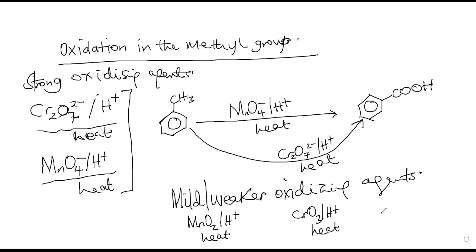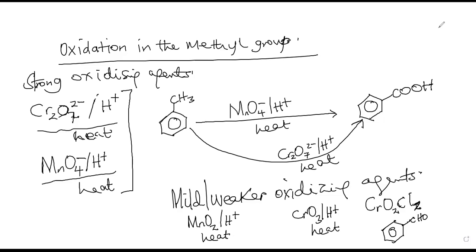Then we have also got chromium(VI) dichloride dioxide. When you're using this reagent, you don't put any condition. It is just used as it is. Chromium(VI) dichloride dioxide, or one can call it chromyl chloride. So when you use these mild oxidizing agents, you don't get carboxylic acid, you don't get benzoic acid, but you rather get benzaldehyde or benzene carbaldehyde. You'll be getting benzaldehyde, that is CHO.